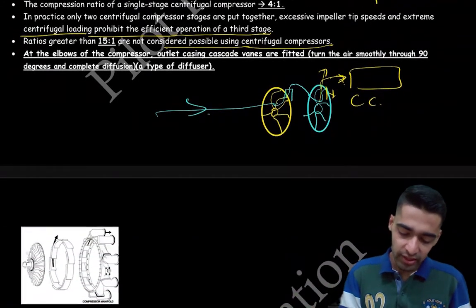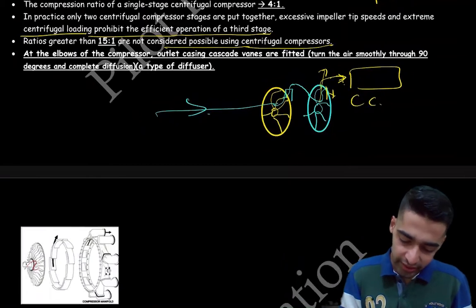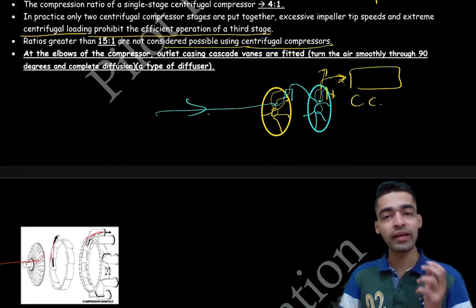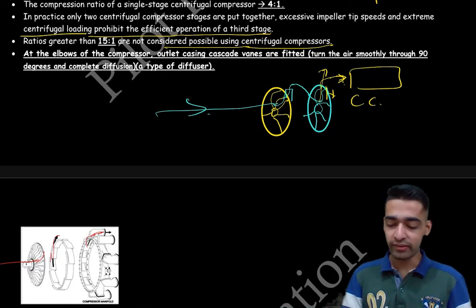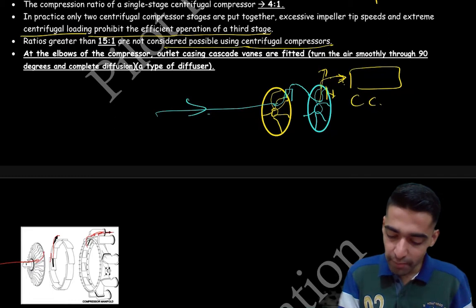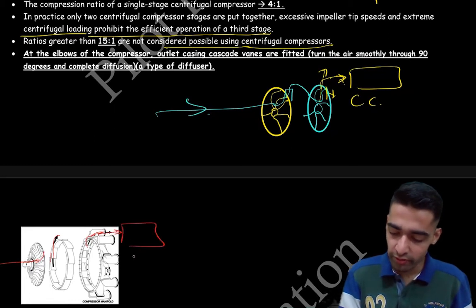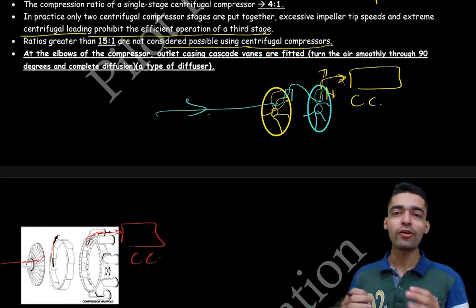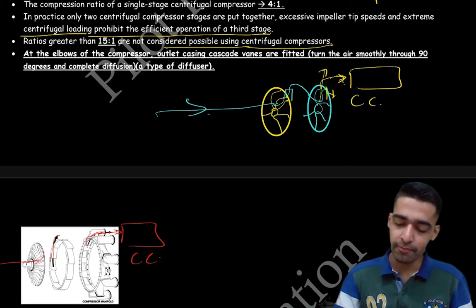So what happens? The air goes through the impeller like this. Impeller, and then it goes through the cascade vanes, and it goes through this pipe-type thing that is nothing but the cascade vane again, and it is attached to the elbow of the compressor, and then it goes to the combustion chamber. Here we will be having the combustion chamber. Now let's look into some questions which are important.